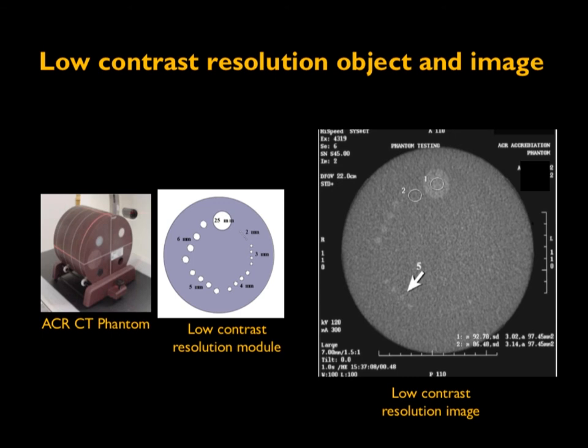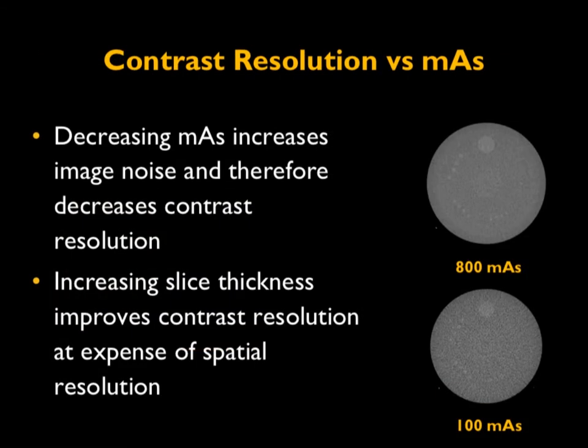Shown here is an ACR CT accreditation phantom, which has a module embedded with low contrast objects. On the right-hand side is an image of the contrast resolution module showing objects of different sizes and different density. As the object sizes get smaller, they merge with the background, as can be seen here. There are a variety of factors that interplay and influence the contrast resolution.